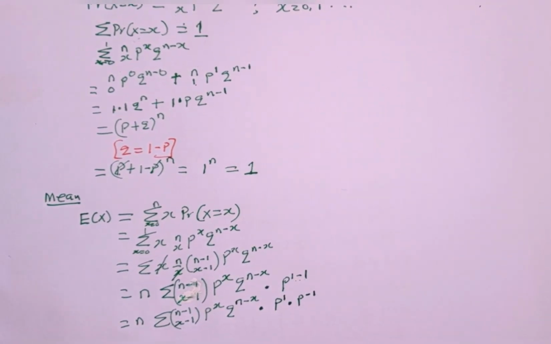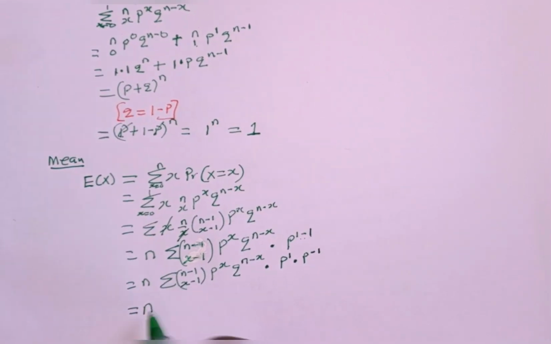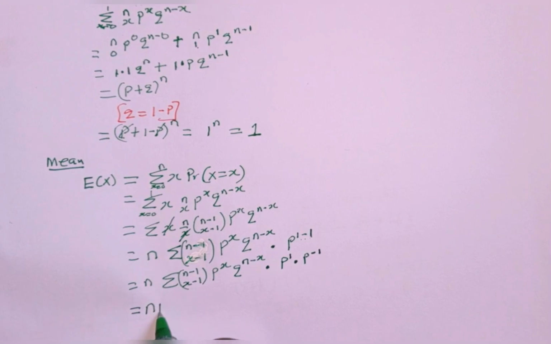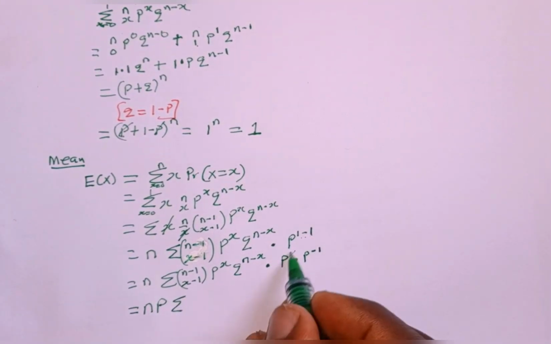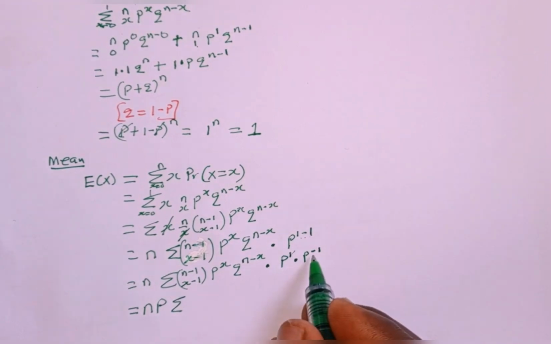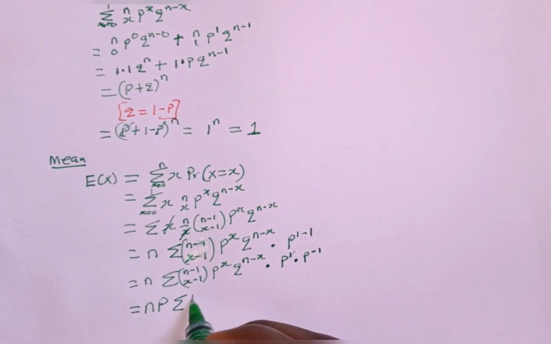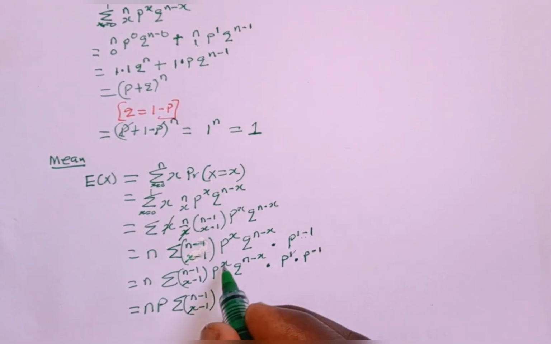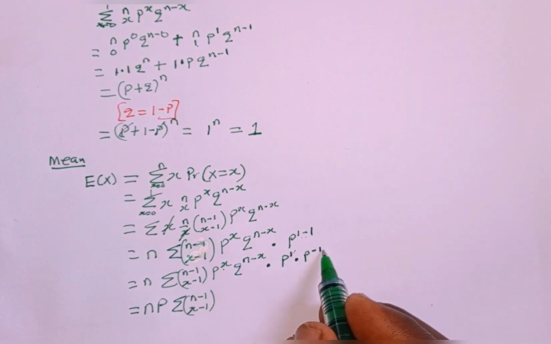So what are we going to do? Which is going to be equal to n, and p to the power 1 is the same as p. So we're going to take this p outside. It's going to be np. Then the summation of, remember, we have taken this one out, so it will remain only p to the power of minus 1. So the summation of (n-1 choose x-1), we have p here to the power x and p to the power of minus 1.